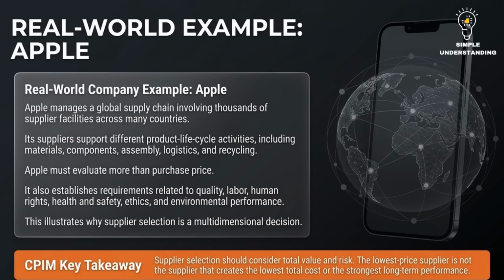Apple must evaluate more than purchase price. It also establishes requirements related to quality, labor, human rights, health and safety, ethics, and environmental performance. This illustrates why supplier selection is a multidimensional decision. CPIM key takeaway. Supplier selection should consider total value and risk. The lowest price supplier is not necessarily the supplier that creates the lowest total cost or the strongest long-term performance.